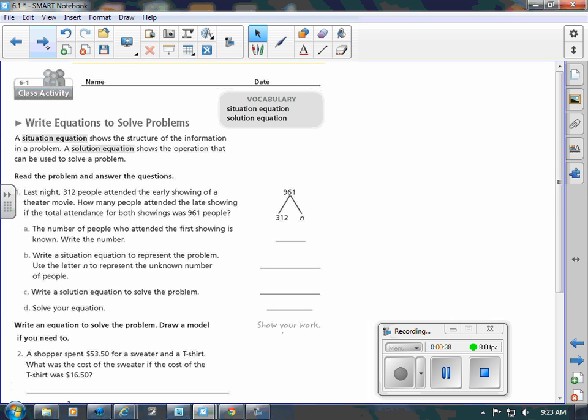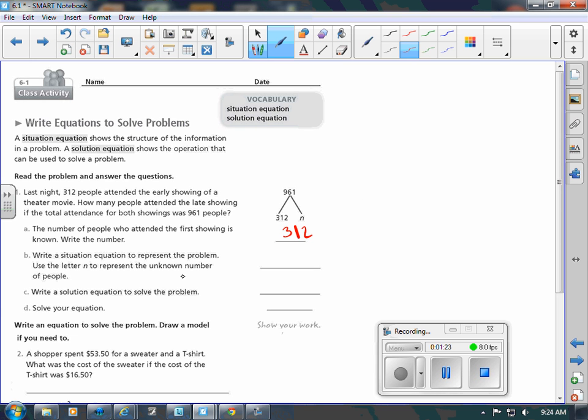Okay, so to start off, we have the situation equation that just shares the information exactly the way it's written in the problem with a variable somewhere in that equation, and then the solution equation solves the problem. So last night, 312 people attended an early showing of a theater movie. How many people attended the late showing? If the total attendance for both showings was 961 people. So you could break that apart and say, okay, my total is 961 up here at the top, and then 312 came at the early, but I don't know how many people attended the late show. So the number of people who attended the first showing is known, right? It's 312.